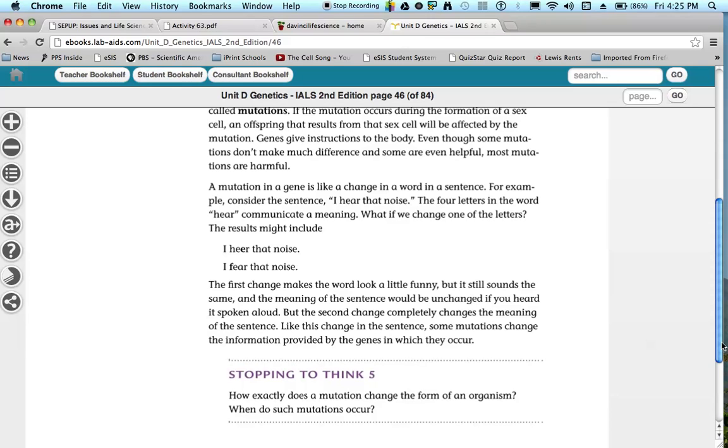The first change makes the word look a little funny, but it still sounds the same. And the meaning of the sentence would be unchanged if you heard it spoken aloud. But the second change completely changes the meaning of the sentence. Like this change in a sentence, some mutations change the information provided by the genes in which they occur. Stop and think 5. How exactly does a mutation change the form of an organism? When do such mutations occur?